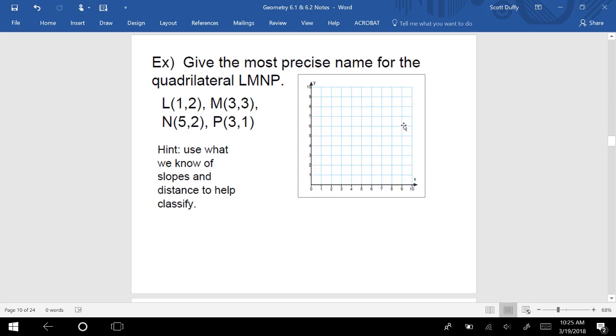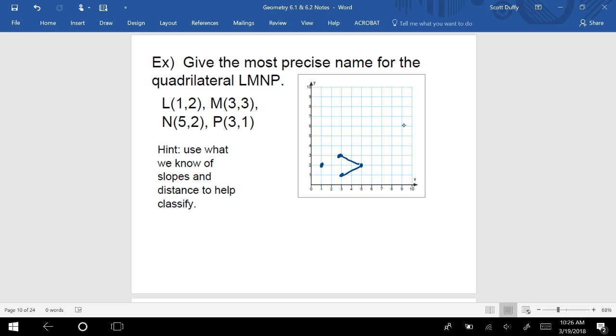If I ask you guys to do a question like this, give the most precise name for the quadrilateral LMNP. You find L, it would be at 1, 2. M would be at 3, 3. N is at 5, 2. P is at 3, 1.